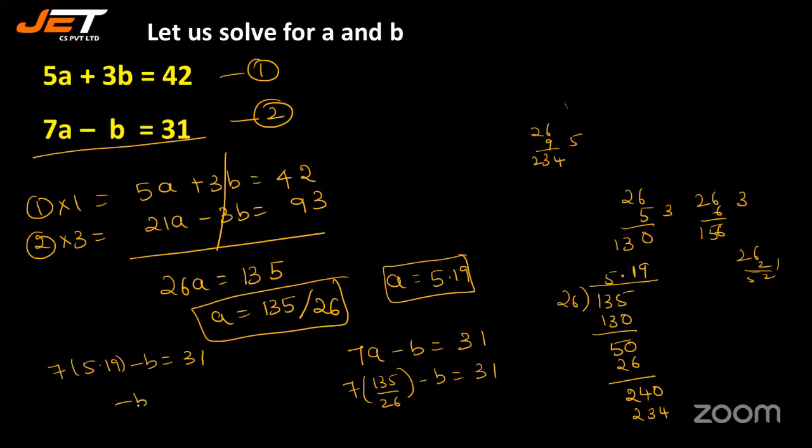Minus b is 31. So minus b is 31 minus 7 into 5.19. Okay. So 7 into 5.19 would give us 36.33. 36.33. When we subtract this from 31, we get minus b is equal to minus 5.33. So b is 5.33.